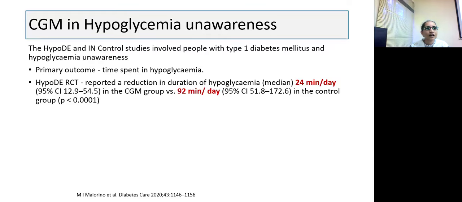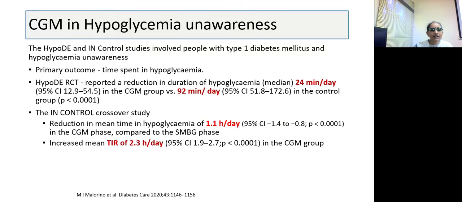So one important use of CGM is to detect hypoglycemia unawareness, which is a significant problem among patients on long-term insulin, especially those with type 1 diabetes, where they have very highly fluctuating glucose levels. So we have two studies that have looked at that, that is the HypoD and IN CONTROL studies. The HypoD randomized control trial reported a reduction in the duration of hypoglycemia to 24 minutes per day in the CGM group versus 92 minutes per day in the control group. And in the IN CONTROL study, again, there was a decrease in the mean time in hypoglycemia by about 1.1 hour with the use of CGM.